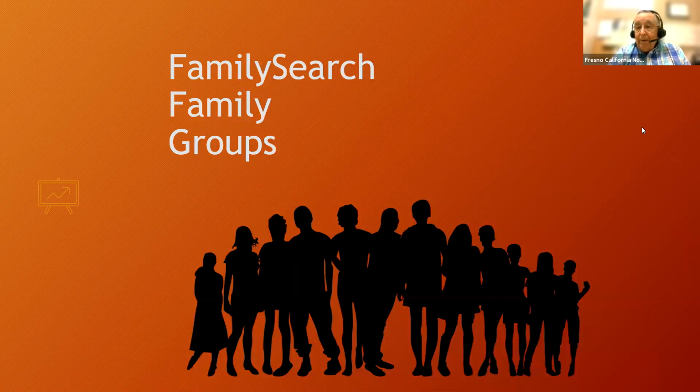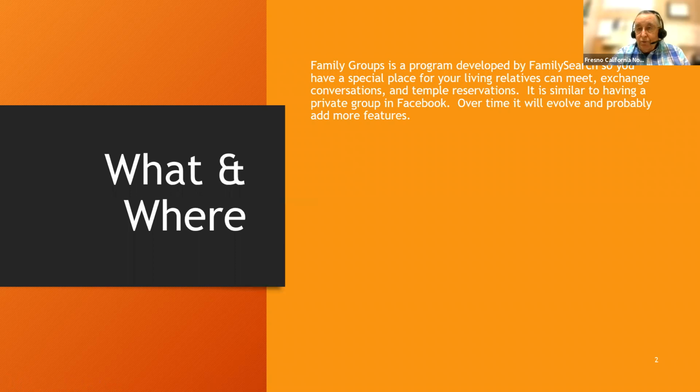The Family Groups program has been developed by FamilySearch to increase collaboration within families so that they can better communicate with each other and use the features of FamilySearch as a group. With a living family group, you can have your living relatives join you in the group. You can exchange conversations and you can share temple reservations, which is probably the big feature. It's a lot like having a private group in Facebook.